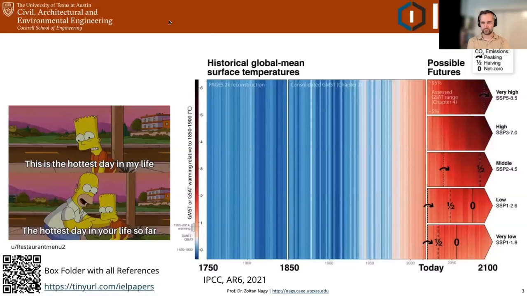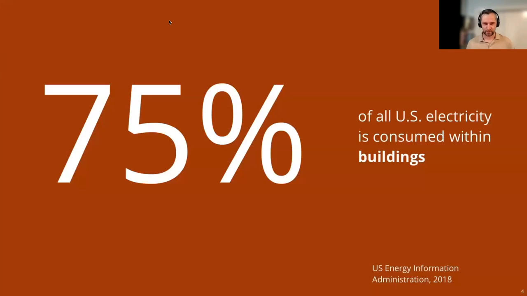I'm sure you know all of this. It's getting warmer and warmer. Every year is the hottest on record, and it doesn't really get better. This is not the latest chart, but it's one of those charts from IPCC that show it's getting very serious. So we've got to do something, right? We know the reason: we use a lot of electricity, and a lot of it is in buildings.